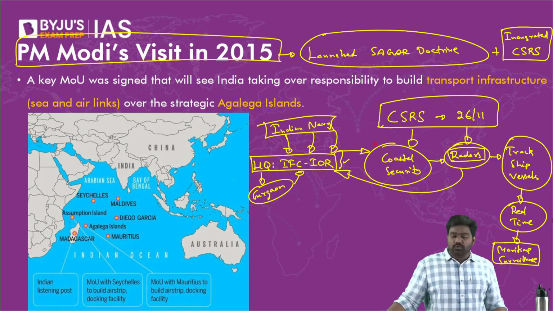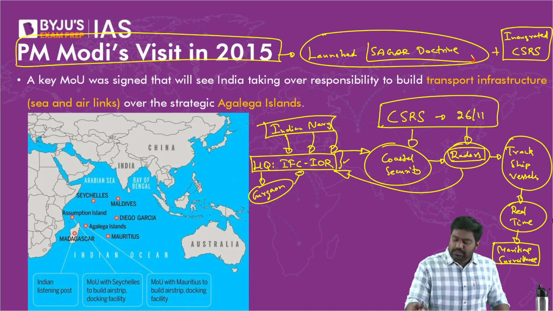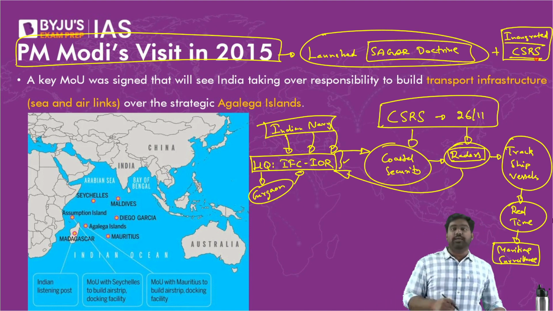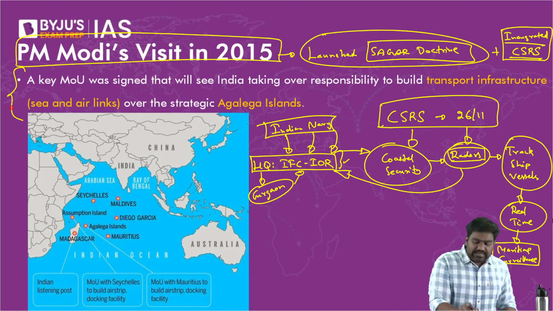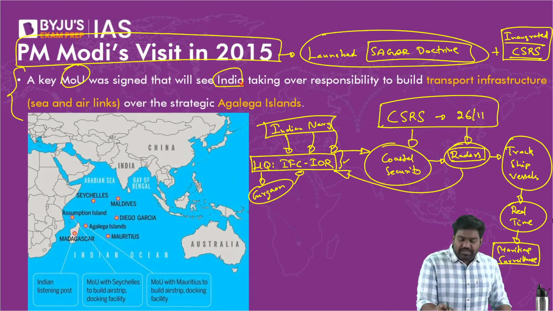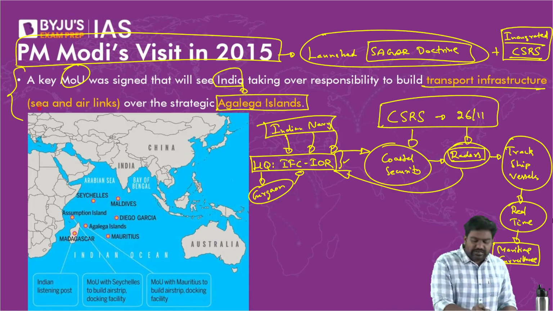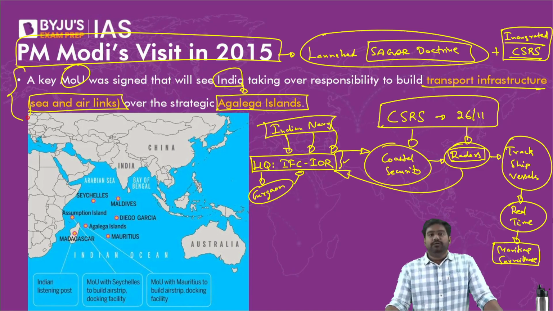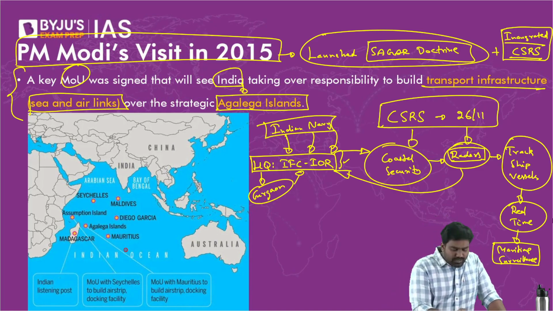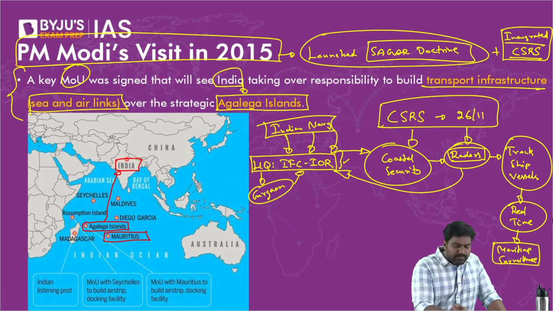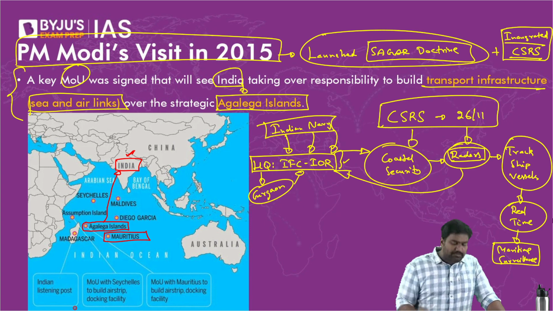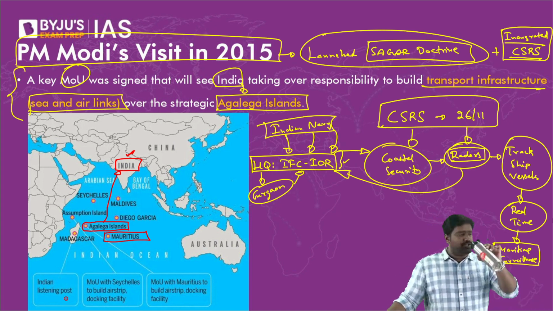So in 2015, PM Modi, when he visited the country and launched the Sagar Doctrine, he inaugurated the coastal surveillance radar system as well. And more importantly, we signed an agreement through which India has got access to the strategic Agalega Islands of Mauritius to build connectivity and transport infrastructure. During this important visit, Mauritius agreed to lease this strategic island called Agalega Island to India. India has said that the purpose is to build transport infrastructure.